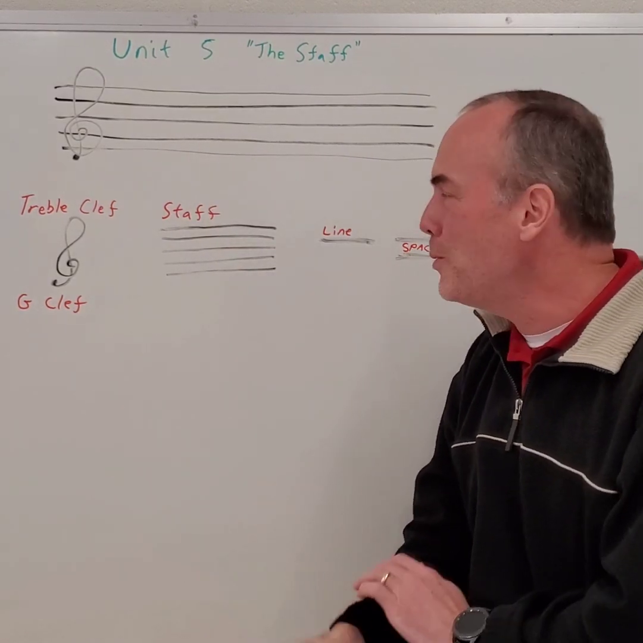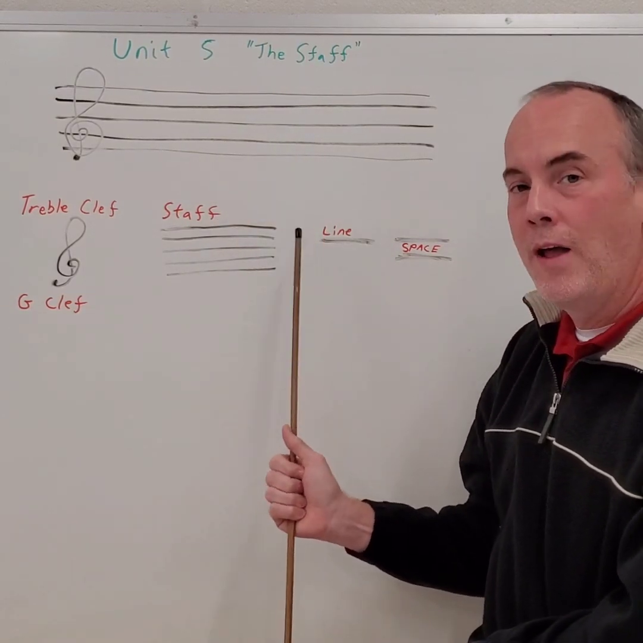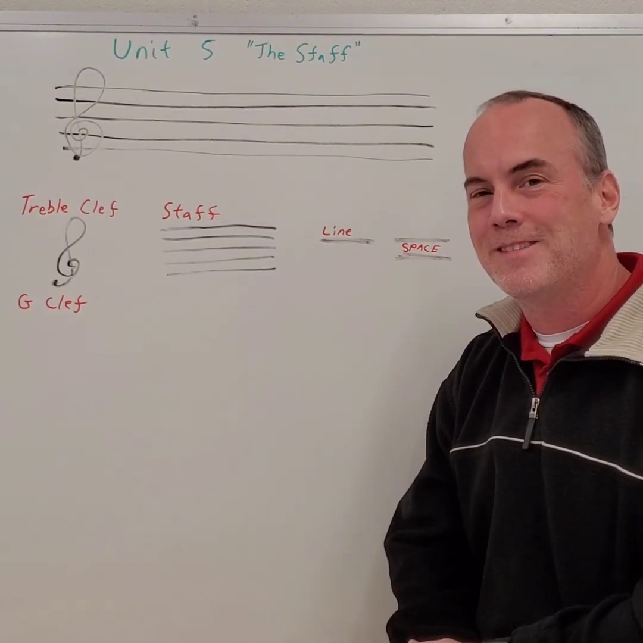That's all you need to know for this week. The treble clef, that 5 lines and 4 spaces is called a staff. Know what a line looks like and know what a space looks like. Good job.